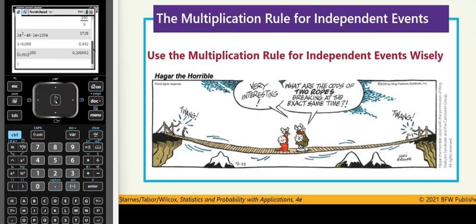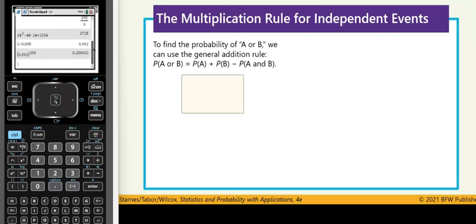So use the multiplication rule for independent events wisely. Yeah, so you just have to only use it for independent events, is key. They have to be independent.